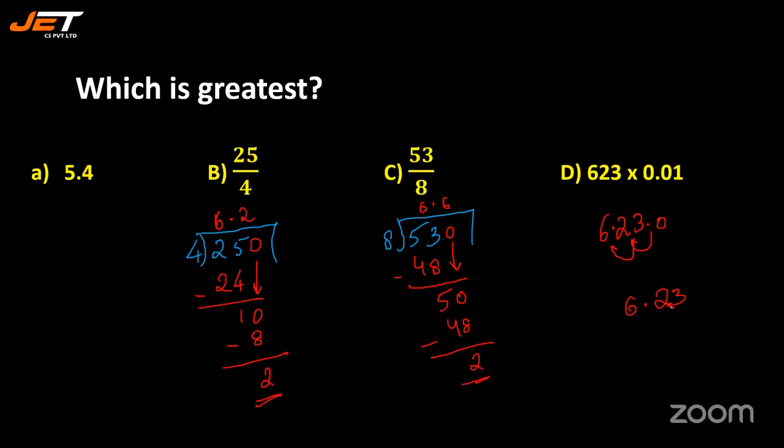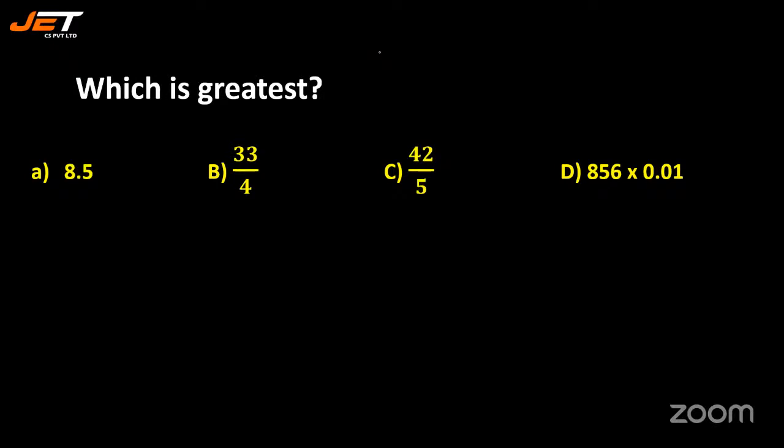And here we already have 5.4. So which of these is greatest? 5.4, 6.2, 6.6, 6.23. So I can write this as 6.20, 6.60, 6.23, and this is 5.40. So greatest is C, 6.60. This one. Next one, which is the greatest?